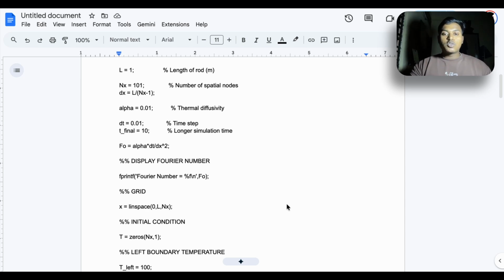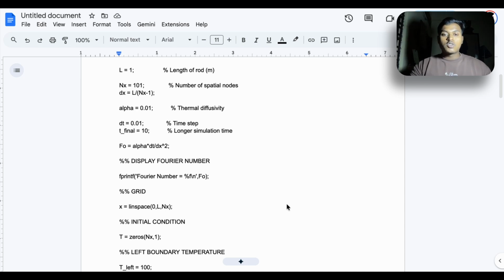So, here is the introduction to the physical problem. The physical system considered here is a one-dimensional rod. Initially, the entire rod is at 0 degrees Celsius. The left end of the rod is maintained at a constant temperature of 100 degrees Celsius. The right end is insulated, meaning no heat transfer occurs through the boundary. As time progresses, heat enters from the left side and diffuses through the rod.